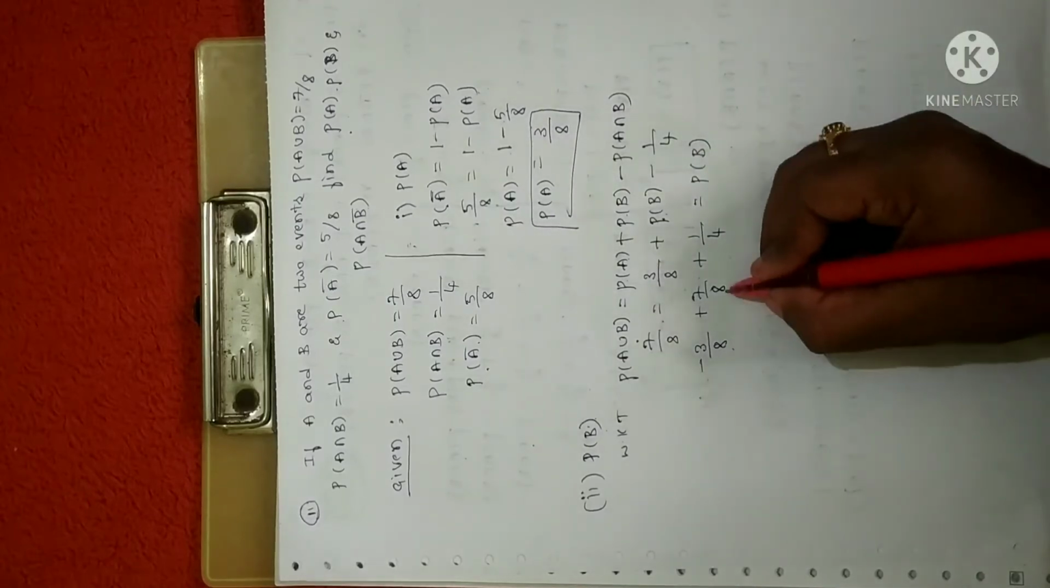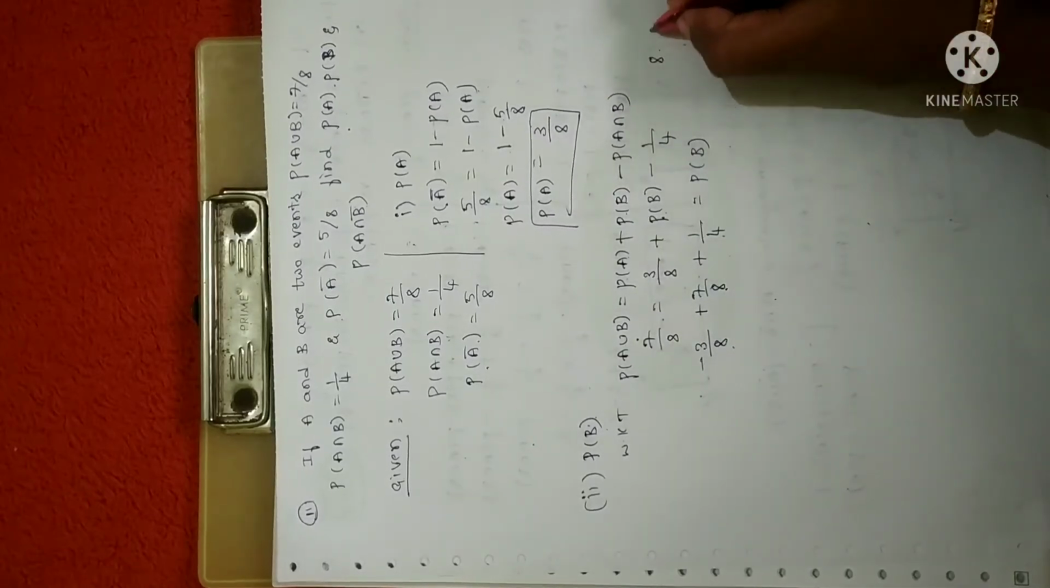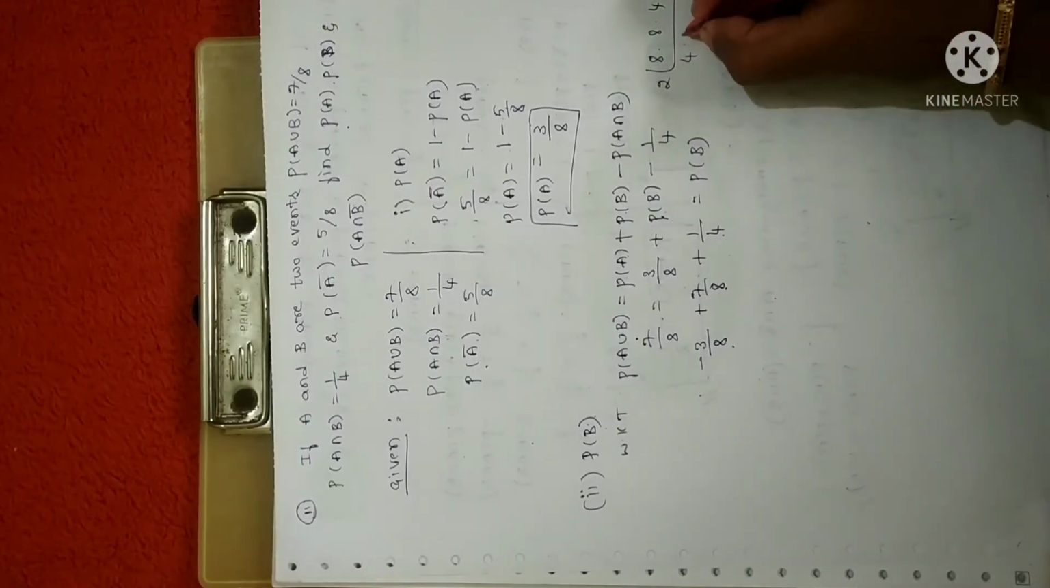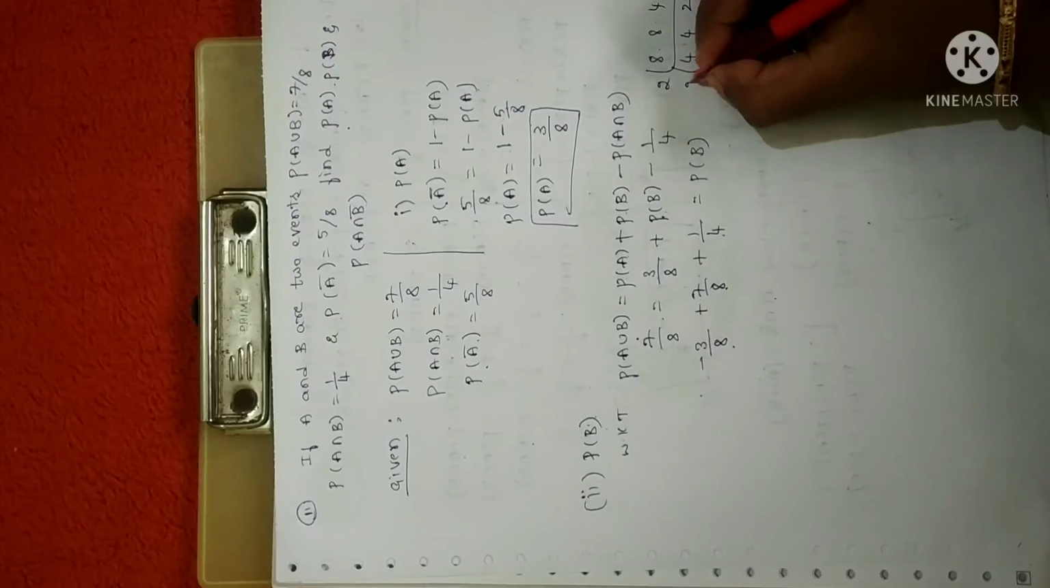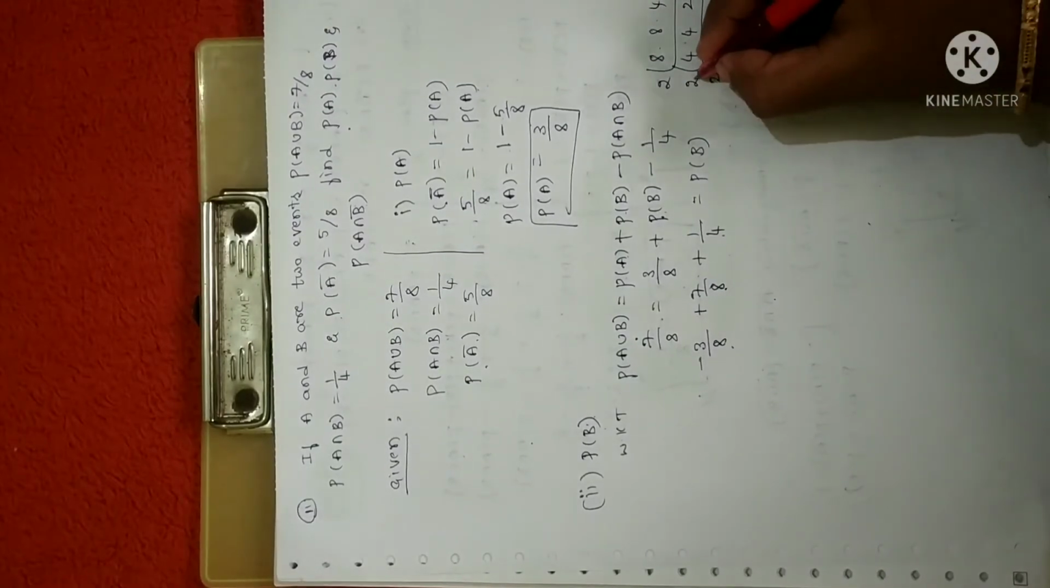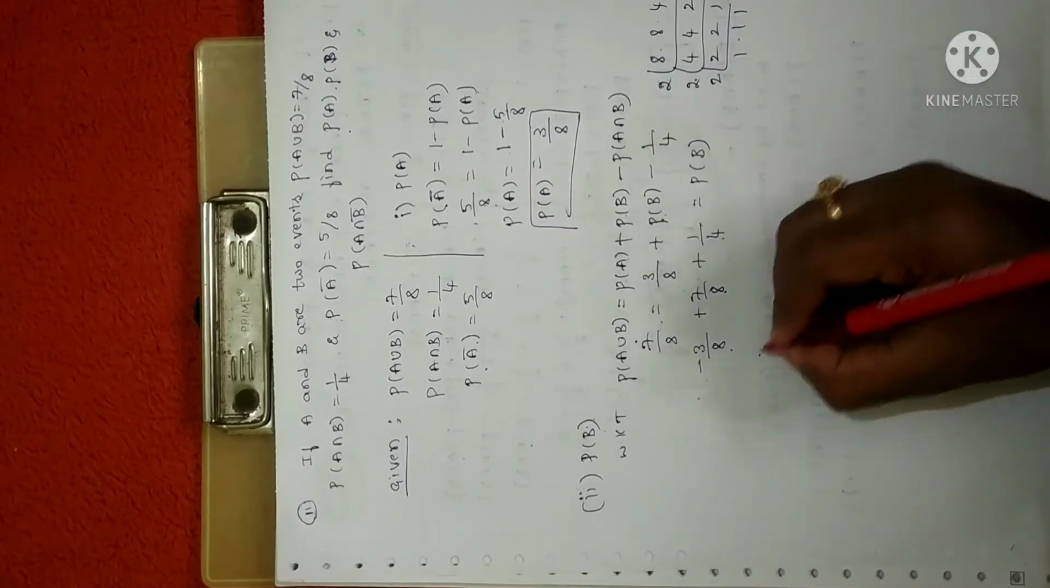Now take an LCM for 8, 8 and 4, you will get 8 only. See here 8, 8, 4. For the LCM you just take 2: 2 4s are 8, 2 4s are 8, 2 2s are 4. Again 2: 2 2s are 4, 2 2s are 4, 2 1s are 2. Again 2: 2 1s are 2, 2 1s are 2, 2 1s are 2. 2 2s are 4, 4 2s are 8. So 8 is the LCM.